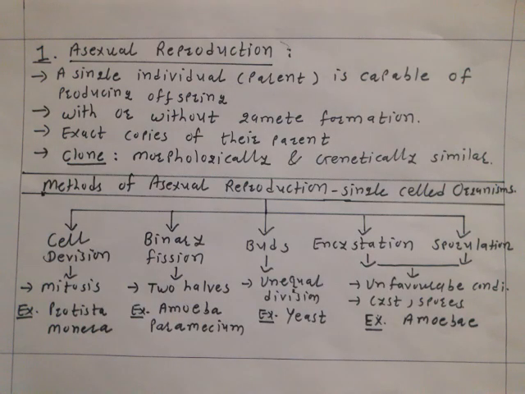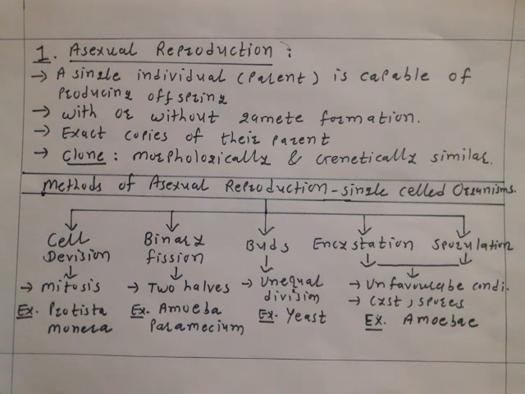Let's study the first type of reproduction, asexual reproduction. In asexual reproduction, only one single individual or parent is capable of reproducing offspring. Here they reproduce with or without gamete formation. The new offspring is an exact copy of their parent. Here one term is important: clone. What do you mean by clone? A clone is a morphologically and genetically similar organism.